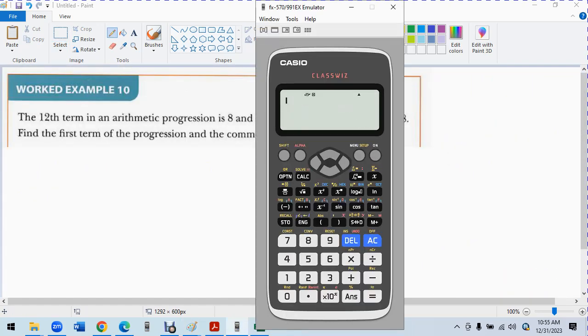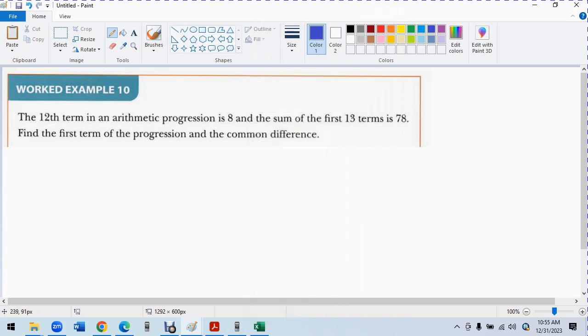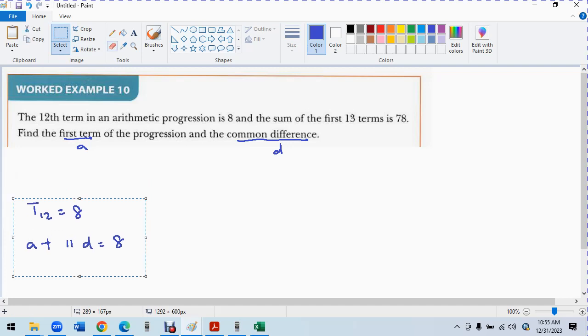So we look at worked example number 10. The 12th term is 8. The sum of the first 13 terms is 78. They want us to find the first term a and the common difference d. So T12 equals 8, so we have a plus 11d equals 8, because we know that Tn is a plus (n minus 1)d.